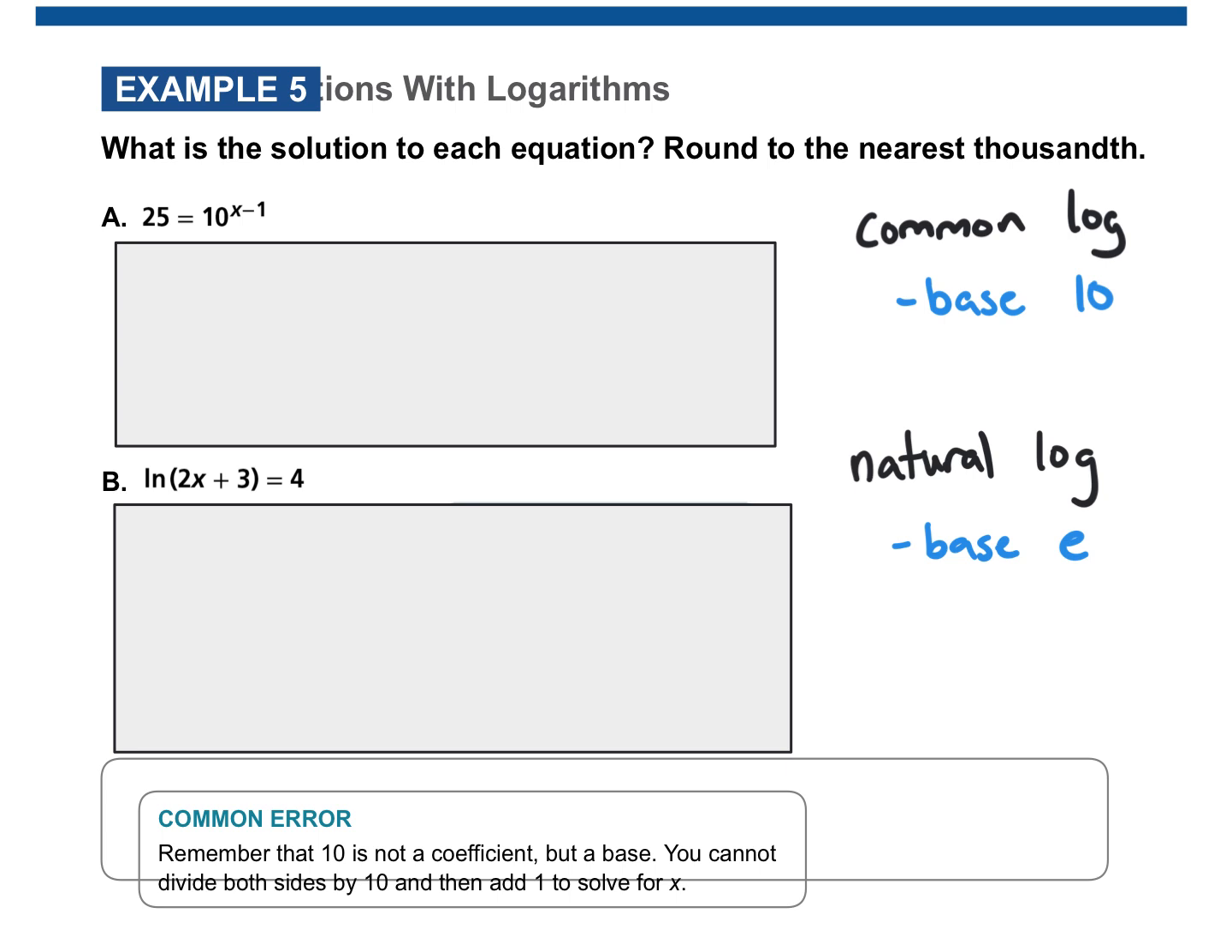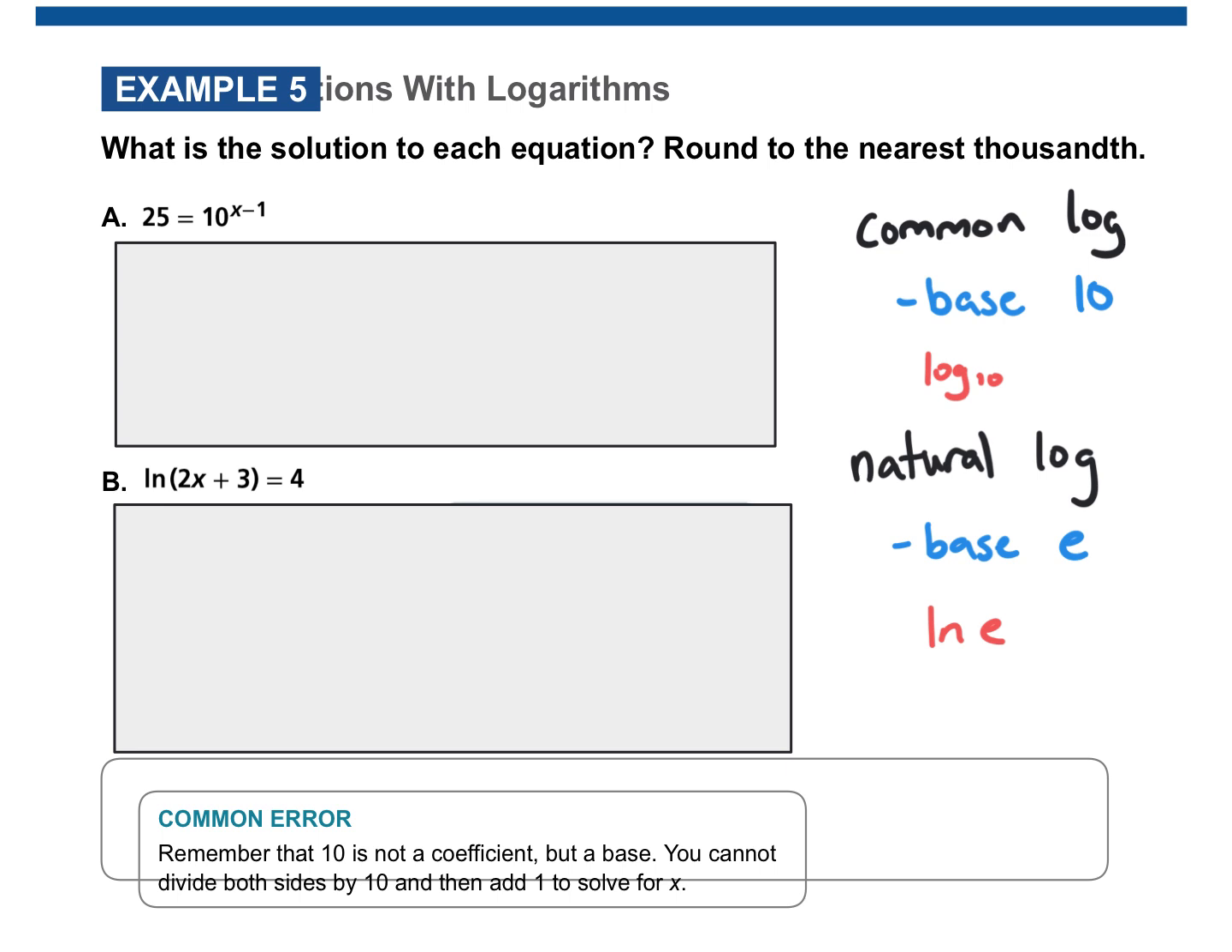What I want you to know is that log base 10 and those are kind of inverses of each other. What I mean by inverses is that they essentially can cancel each other out when we're trying to solve equations. Same thing with natural log and E. Those can be used as inverses. They can cancel each other out when in an equation.